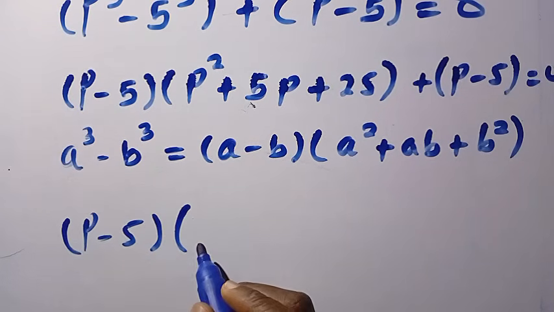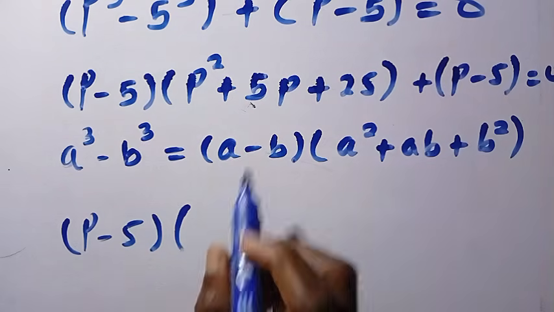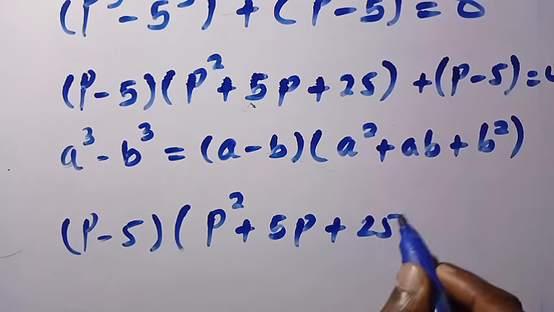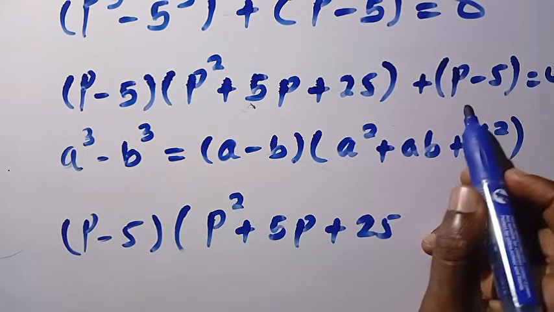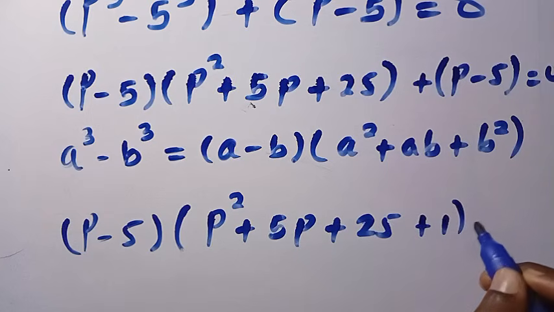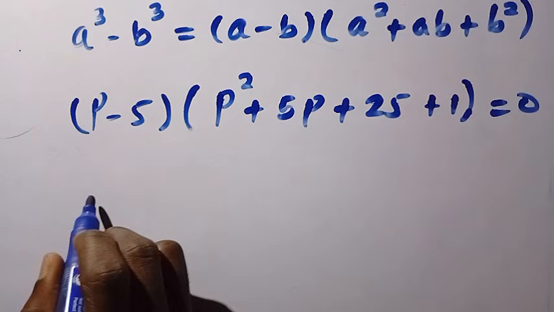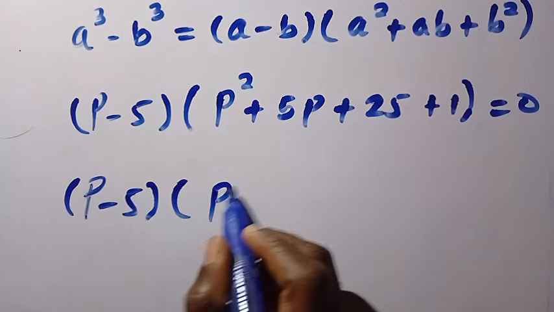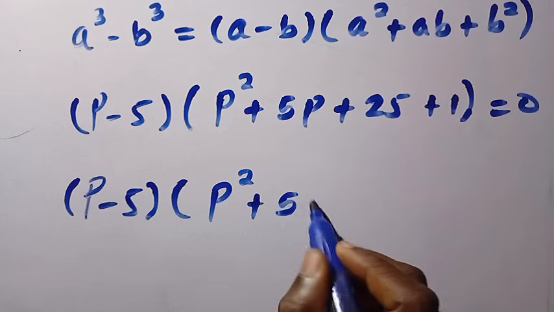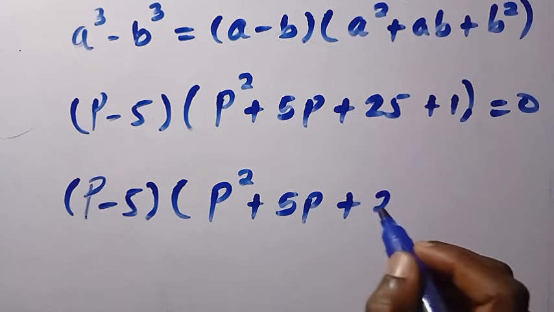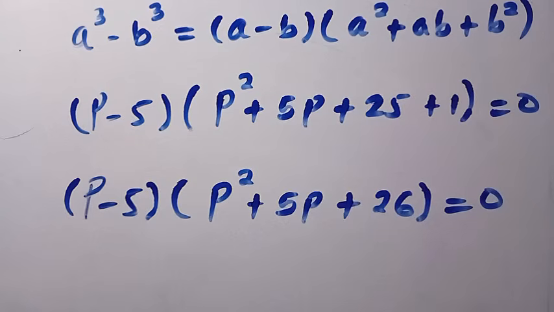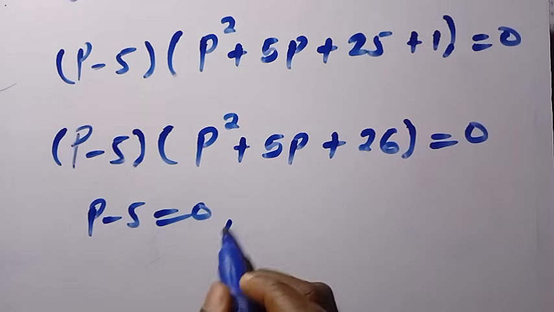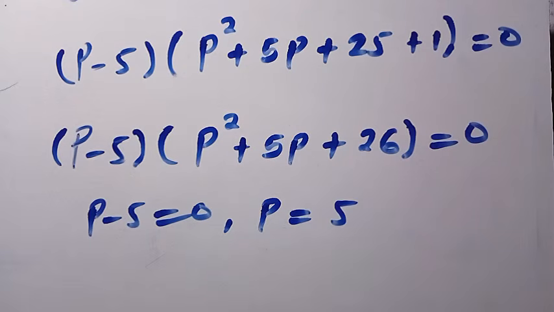When I factor out p - 5, dividing this one by p - 5, we are going to have p^2 + 5p + 25. And when we divide this one by p - 5, we have it as plus 1. So we continue by having (p - 5)(p^2 + 5p + 25 + 1), that is 26, equals 0. So we let p - 5 equals 0, and this shows that p equals 5.